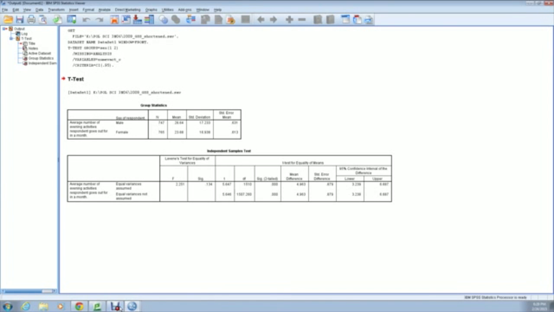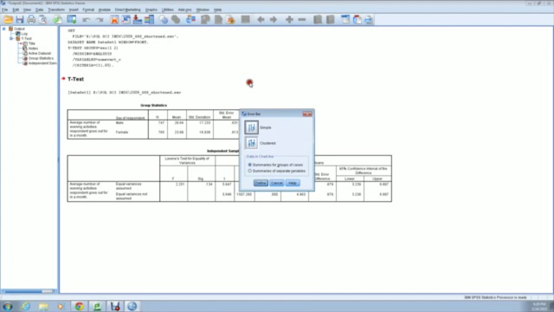Is the difference in sample mean significant? The results of the test for significance are reported in the next block, independent samples test of output. We produced an error bar graph for the confidence interval for the mean. The error bar graph is especially useful when comparing two groups because we can quickly assess if there is a statistically significant difference between the two means.